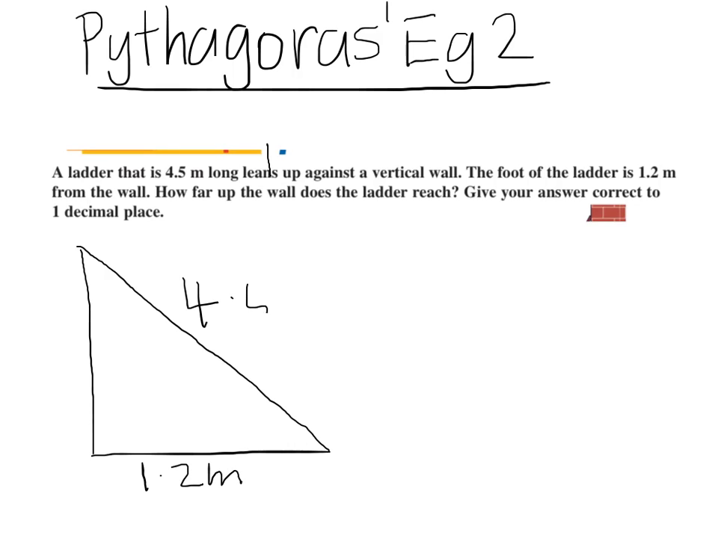So we've got the ladder here, 4.5 metres. This is our right angle. And we want to know how far up the wall does it reach. So this is going to be our unknown here, one of the shorter sides. As per before, we're going to label our sides of our triangle. So we know that the hypotenuse is the longest side, and we always label the hypotenuse as C. And our other two shorter sides are going to be A and B.